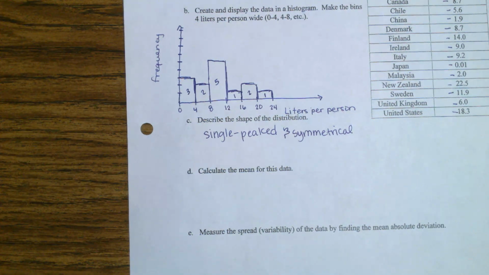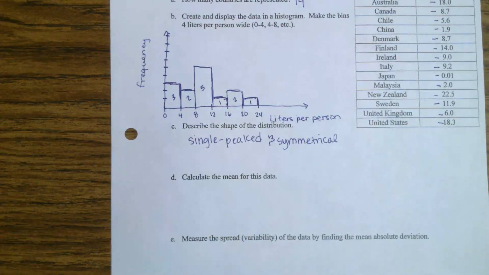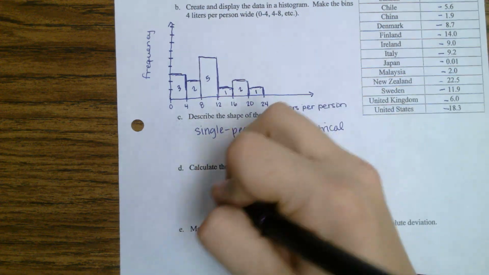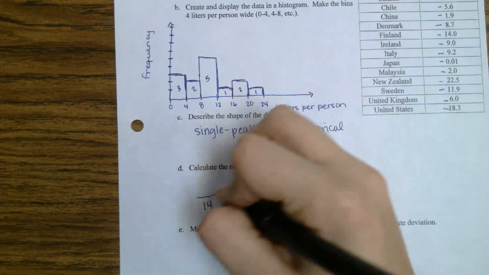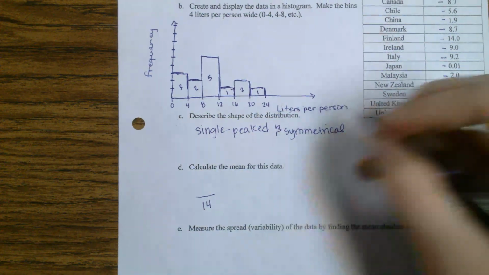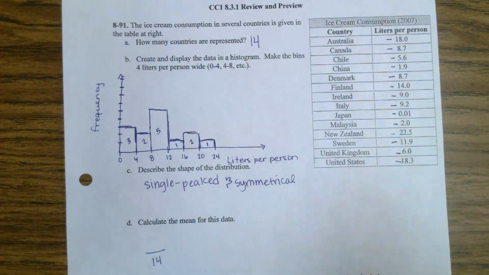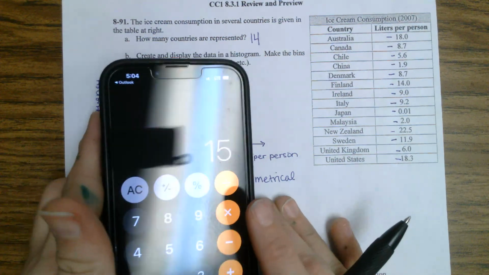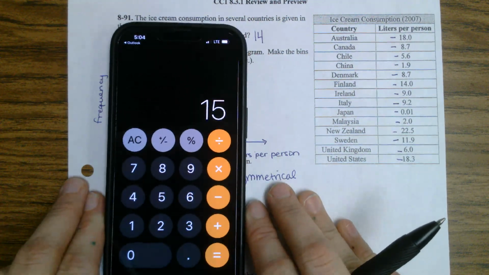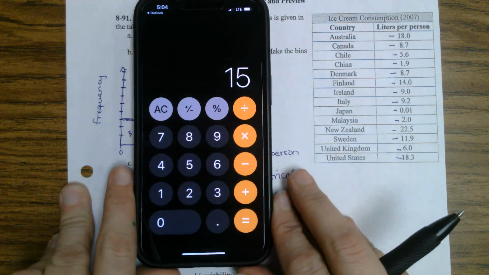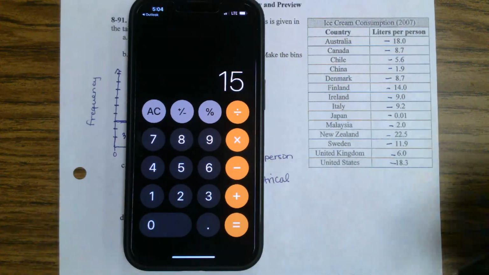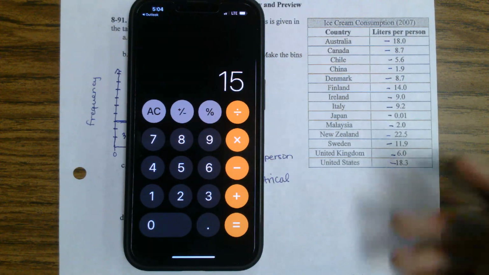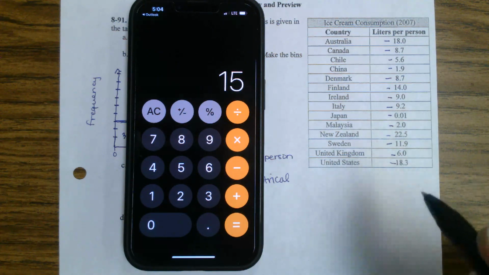Okay, calculate the mean for this data. So I know I have 14 numbers, so I'm going to divide by 14. I have to add all my numbers together. For that, I'll use a calculator. I usually add my numbers up twice to make sure that I have the correct number and that I'm doing it correctly.